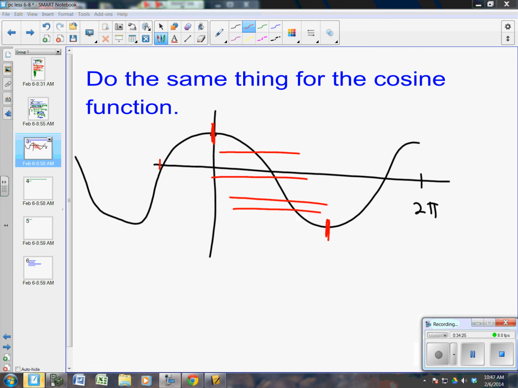I can't take between negative pi halves and positive pi halves like we did on the other one because it would cross it twice, right? Does that make sense? So the cosine inverse function is different. We're going to restrict it between 0 and pi. So for the cosine inverse of x, what's the domain of this one going to be?